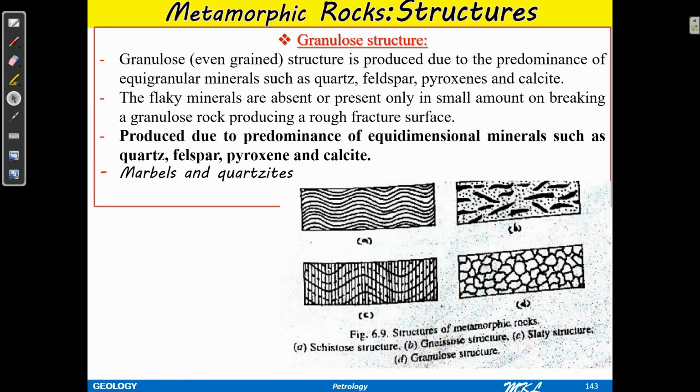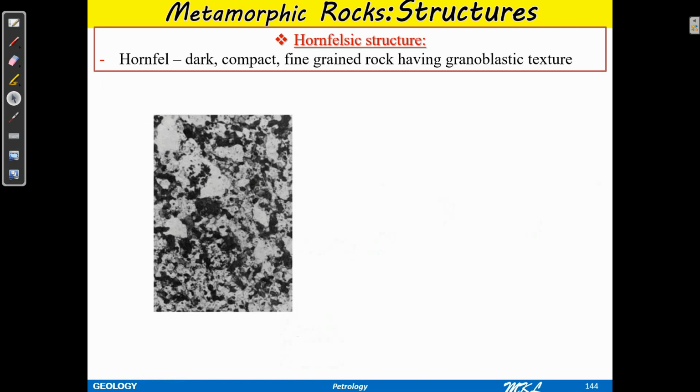That process is called metamorphism. Okay, so this is the granular structure, and hornfels structure are generally dark, compact and fine grained rock having granoblastic structure. I have already discussed what a granoblastic texture is. If you find any structure that is a dark, compact, fine grained rock, then it will be considered a hornfels structure.